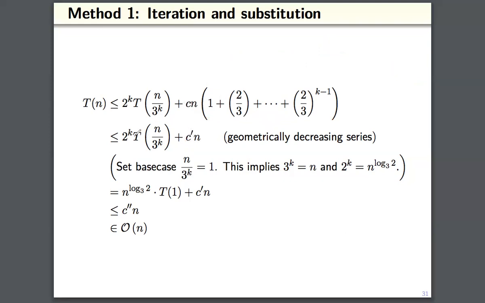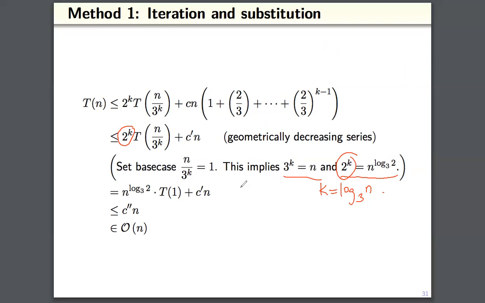So what about this, 2 power k T of n by 3 power k? Here we consider n by 3 power k is equal to 1. That's the base case. That means 3 power k is equal to n, or k is equal to log n base 3. I mean, there can be multiple terms. You should be able to derive everything from this. So why do we care for 2 power k? Because 2 power k is required here.